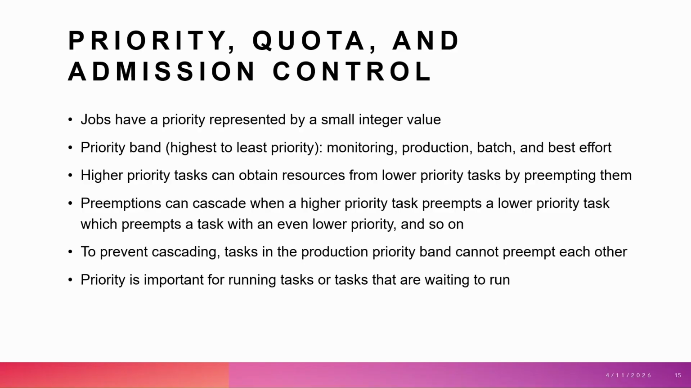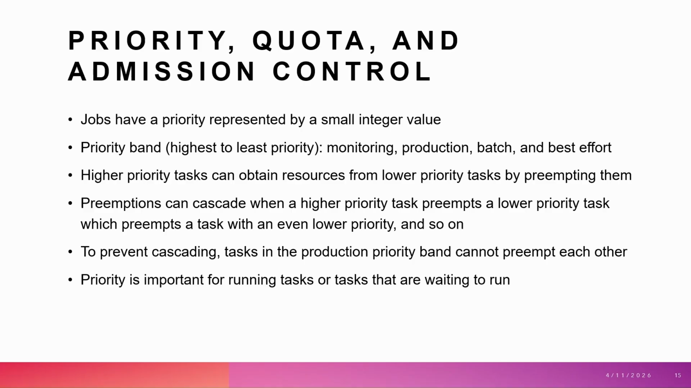Now we move on to priority, quota, and admission control. This is important because if you have a workload that you can't accommodate, you need to decide what should run and what shouldn't. Jobs have a priority represented by a small integer value, and there's a priority band from highest to least priority, including monitoring, production, batch, and best effort. High priority tasks can obtain resources from lower priority tasks by preempting them.